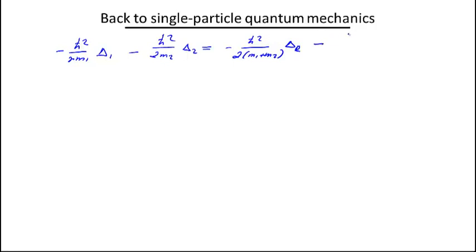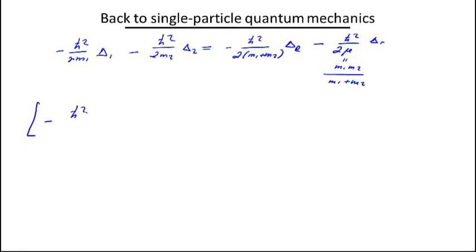So what we have proven, as a matter of fact, is that minus h squared over 2m1 Laplacian with respect to 1, the kinetic energy of the first particle, minus h squared over 2m2 Laplacian of 2, the kinetic energy of the second particle, can be written as minus h squared over 2 times (m1 plus m2) Laplacian with respect to the center of mass, minus h squared over 2 mu, the reduced mass that I introduced in the previous slide, Laplacian with respect to the relative coordinate.